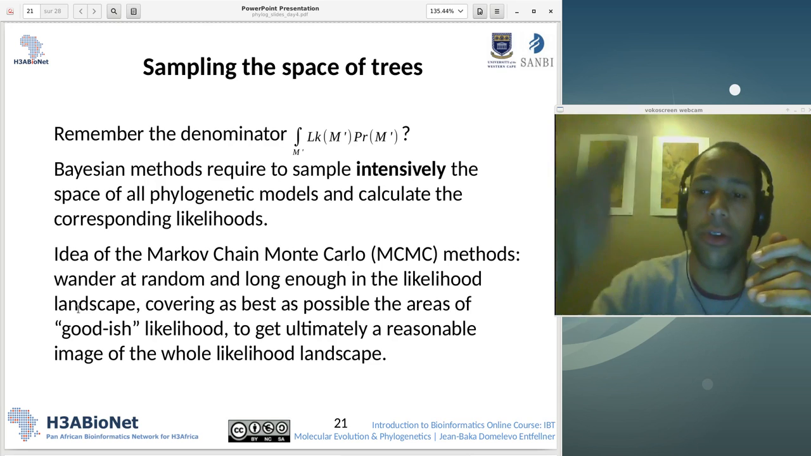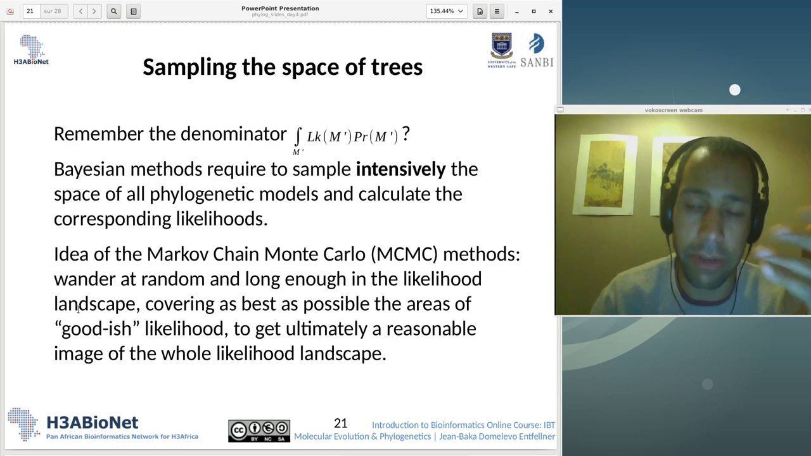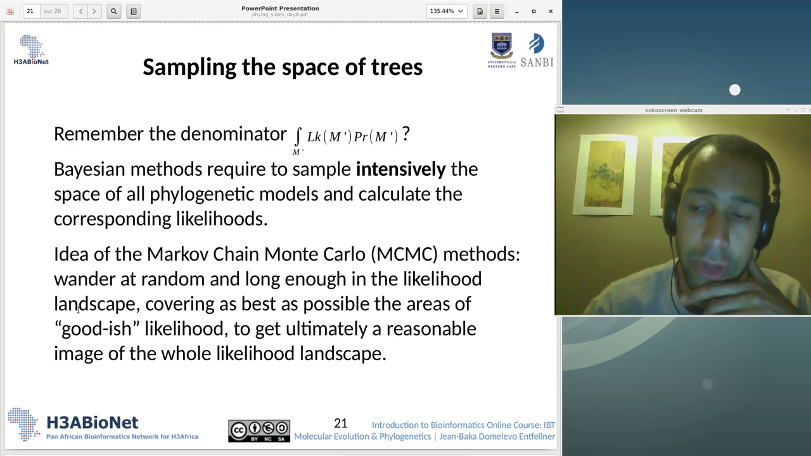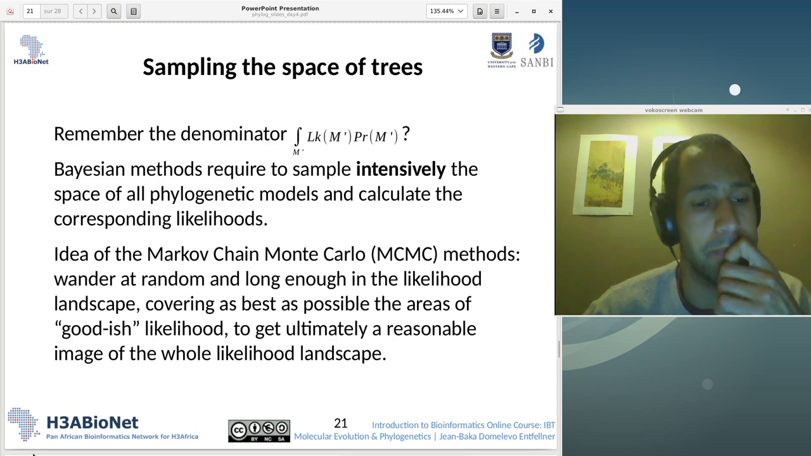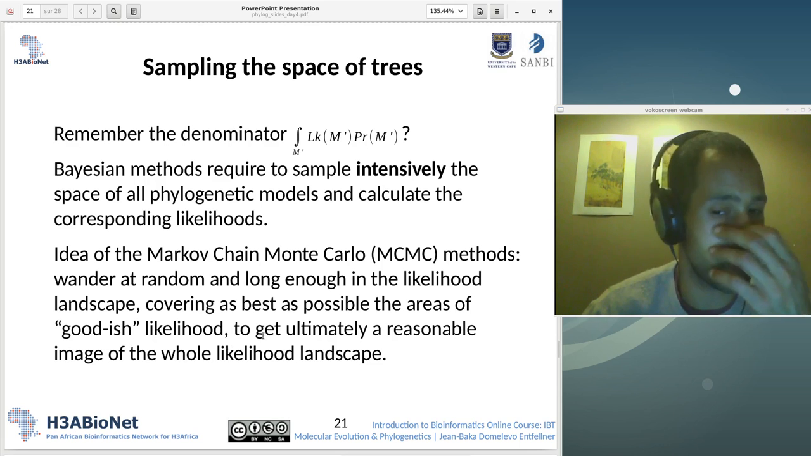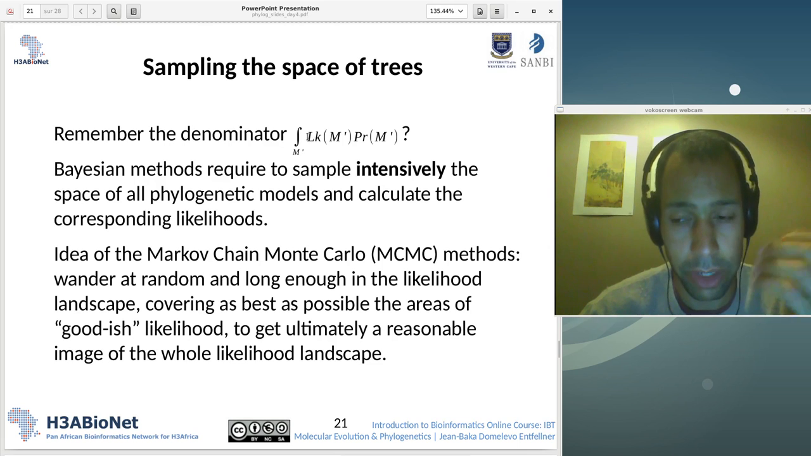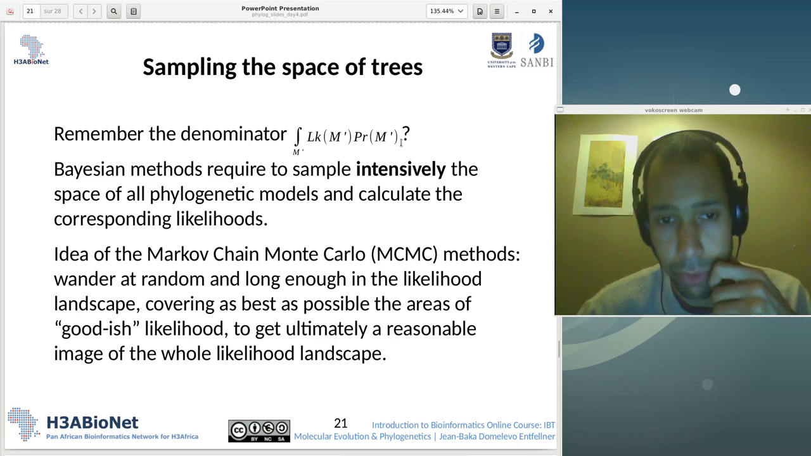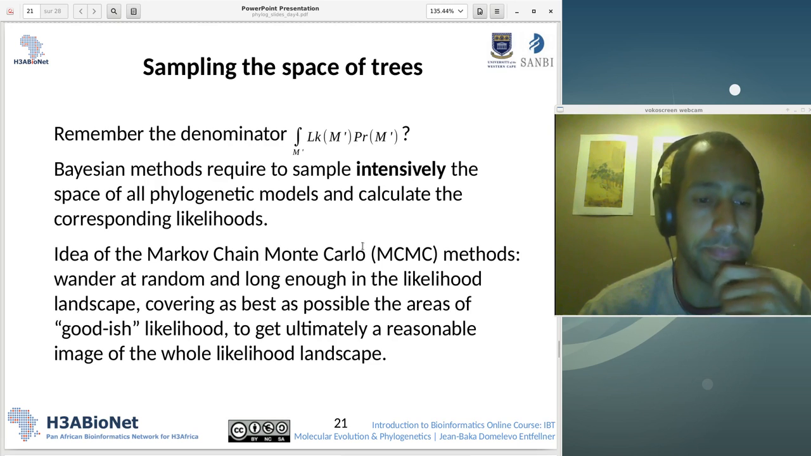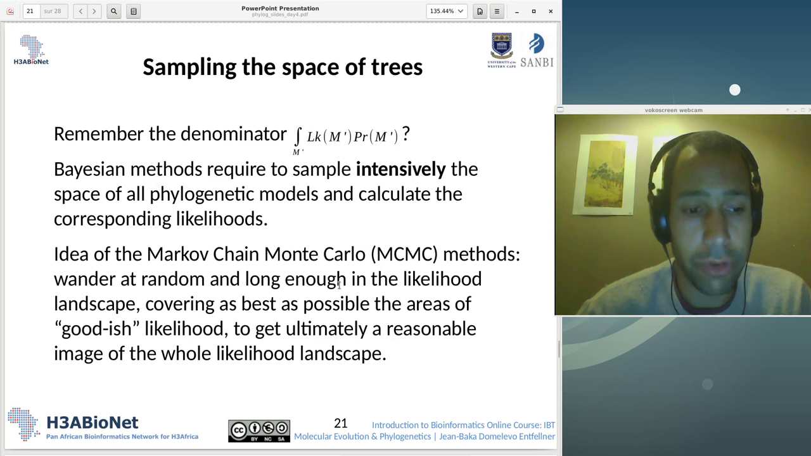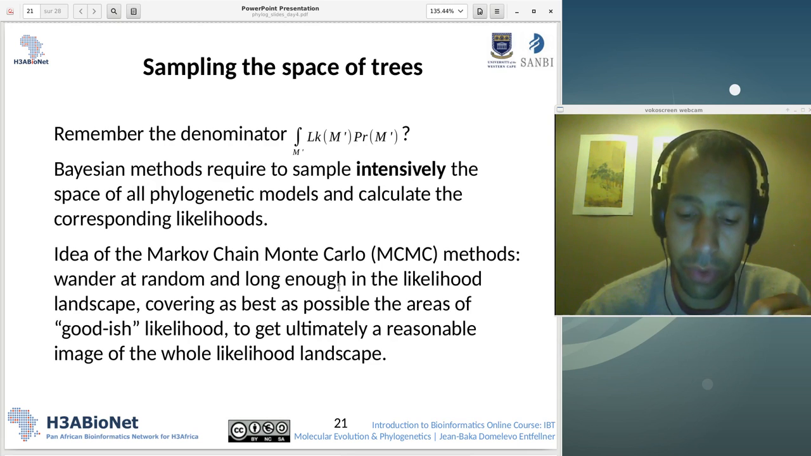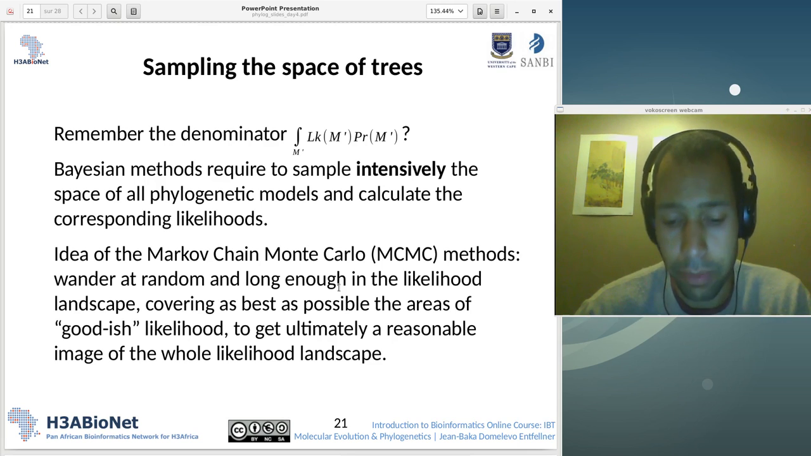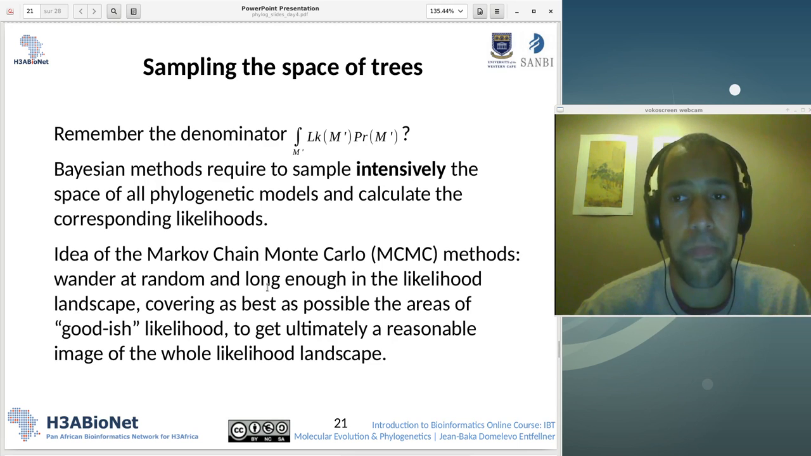So you have a landscape with valleys and mountains, and you want to make sure that you sample all the mountains, the points where the likelihood is high, the areas of good-ish likelihood, okay? And also the areas of likelihood that is not too good, because it's important to include them in your sum. So ultimately, we want to get a reasonable image of the whole likelihood landscape. We can afford to neglect the points of almost zero likelihood, but not the others.